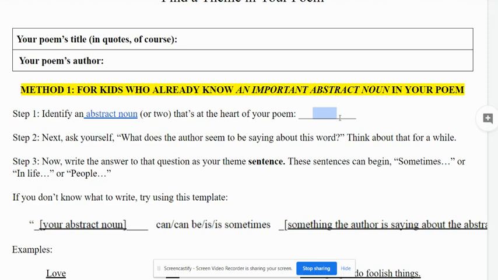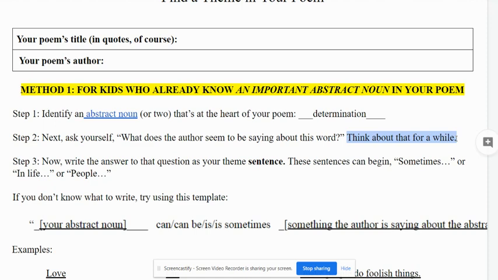Let's say I'm doing Stopping by Woods on a Snowy Evening. I'm going to write determination. Now, you're going to say to yourself, what is the author saying about this word? And actually stop and think about it. How do you know what the author's saying about it? You think about what's happening in the poem.